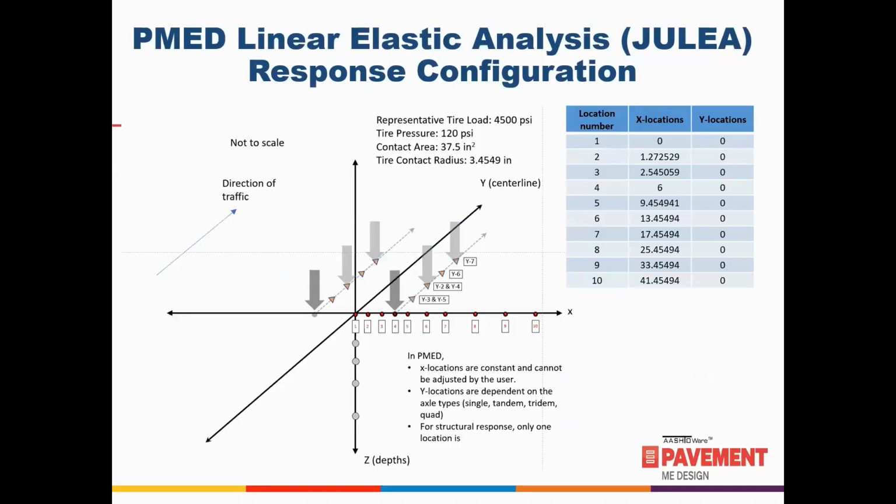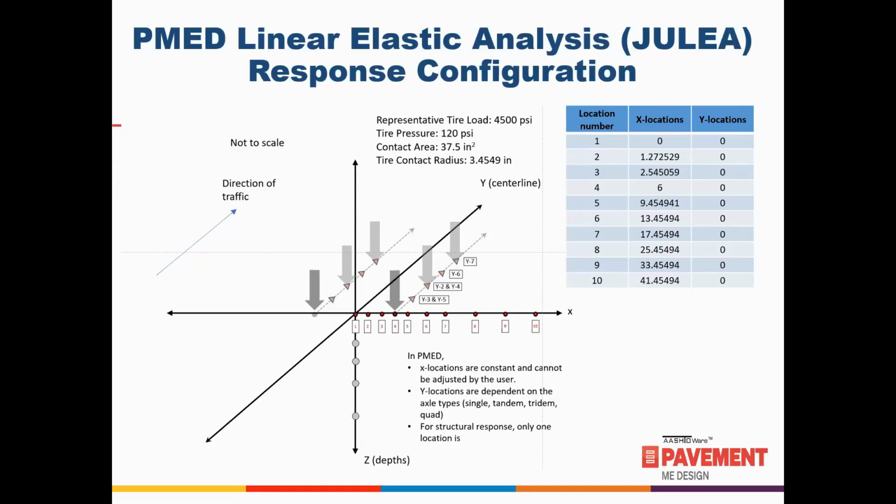And just to show you, this is the table showing what the actual X locations are going to be. This is based on the default values of 4,500 pounds, 120 PSI, and a tire spacing of 12 inches. So these numbers are fixed. You cannot adjust those. This is where the analysis is going to be performed.